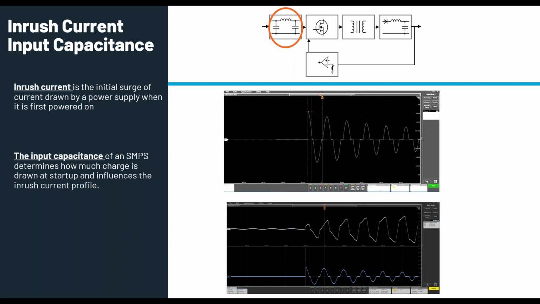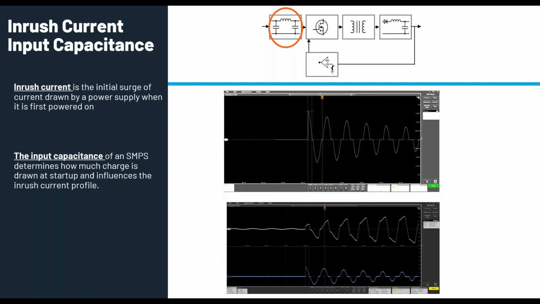And again, the next important thing is how much the input capacitance is, which is a measure of how much charge is drawn at startup of the SMPS circuit, and it also influences the inrush current profile as well. So measuring this is also very important to find out the startup behavior and model that accurately. And you can also design soft start circuits to prevent these effects.